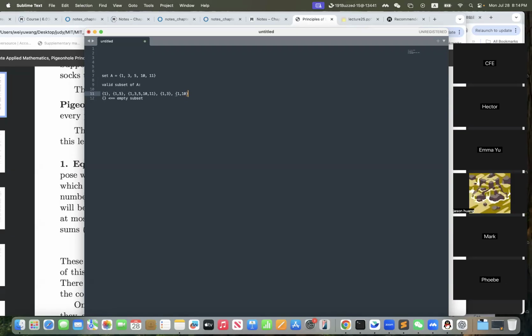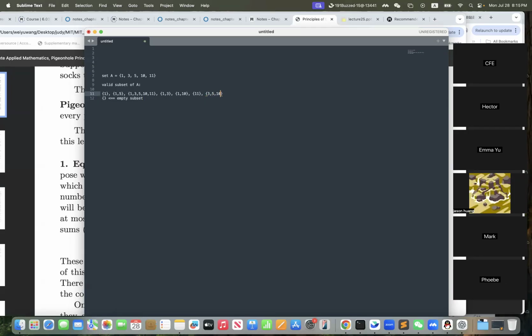So you can pick any numbers, as long as each number appears at most once. It can also not appear at all, just like this empty subset, where no numbers appear. You can let any of them appear, but each number can appear at most once, then it's valid. And Jason Huang, can you give another subset? 11. Cool. So that is a single number subset, that's also valid. And Mark, can you give us a subset with four numbers? 3, 5, 10, 11. Exactly.